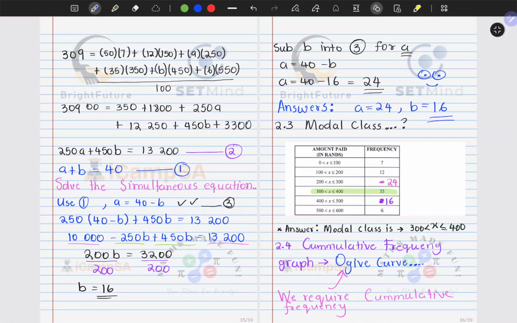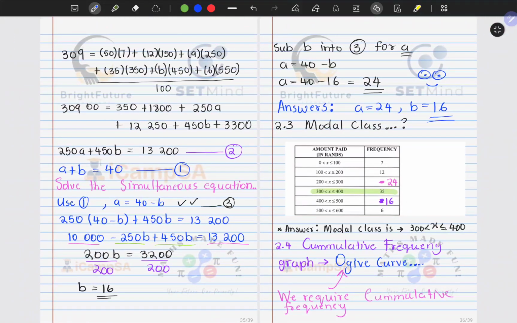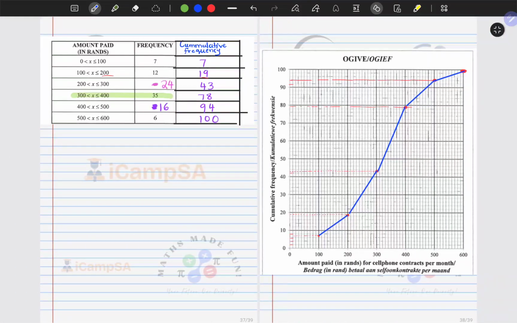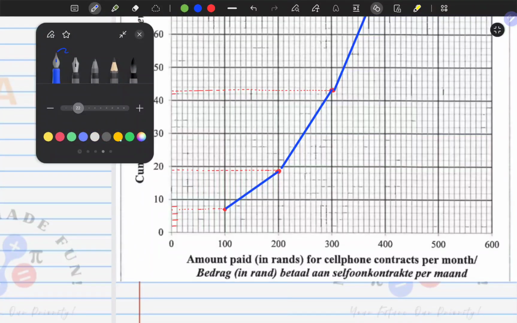Okay, so let's go and have a look at the next question, which is: determine how many people paid more than 420 per month for their cell phone contracts. So what I'm going to do is I need to go and figure out where is 420, and then we go up. Okay, so let's go and find that.